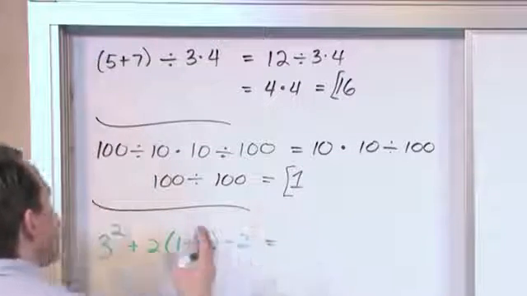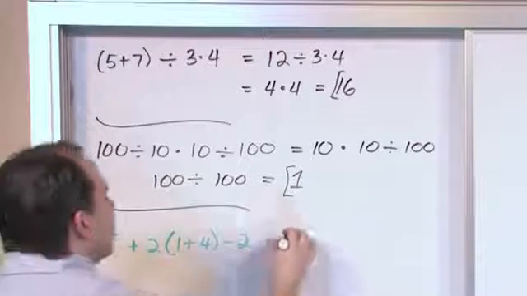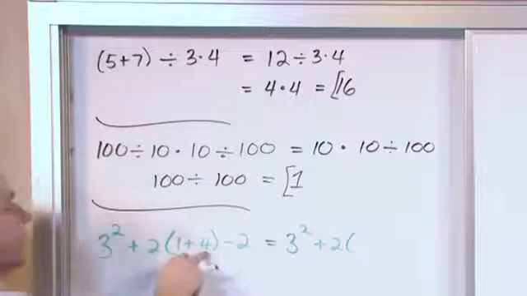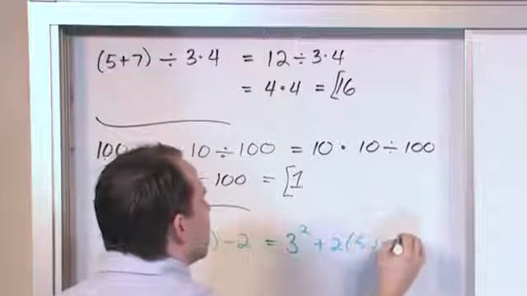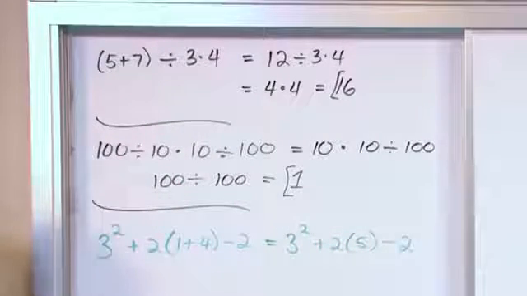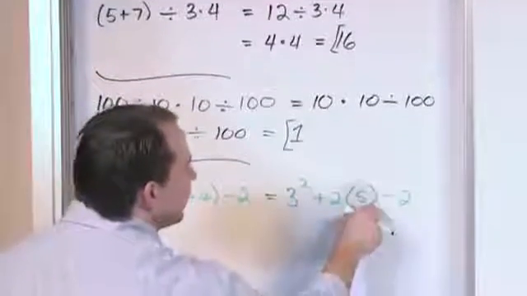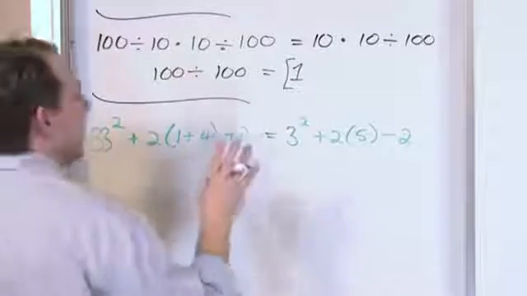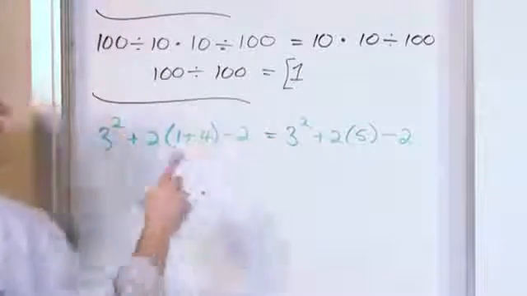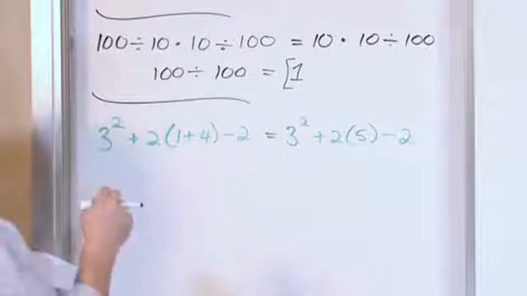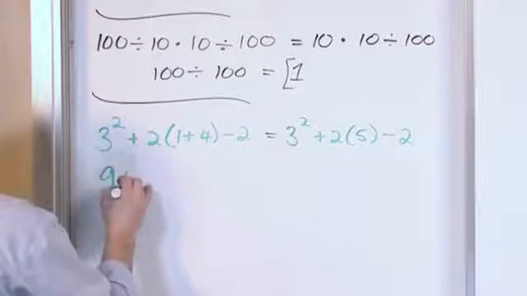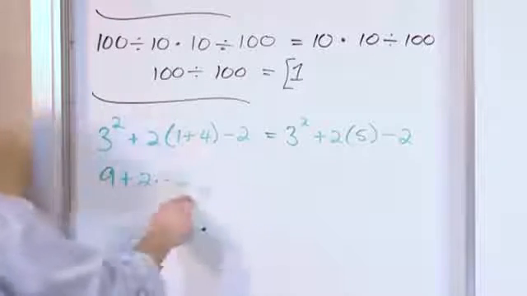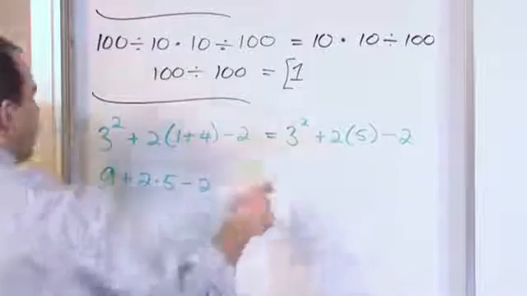So the first thing to do is look for parentheses. We see we have parentheses here, so we'll rewrite the rest of the problem and do inside the parentheses first. 1 plus 4 is 5. Everything else is rewritten. Now this is a parentheses, but there's nothing to do, it's just a number, so this is really just multiplication. The next thing we do is look for exponents. Here's an exponent. 3 squared, what do you think that's going to be? 3 times 3 gives us 9, plus 2 times 5 minus 2. I'm just rewriting, taking the parentheses out because it's just multiplication now.